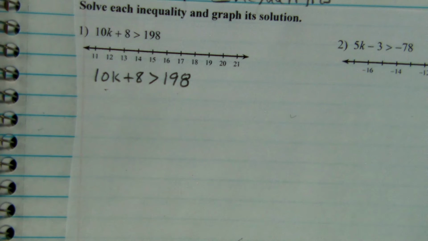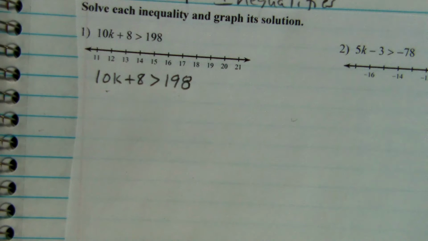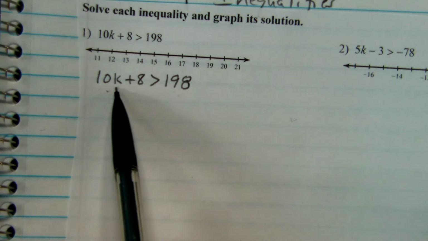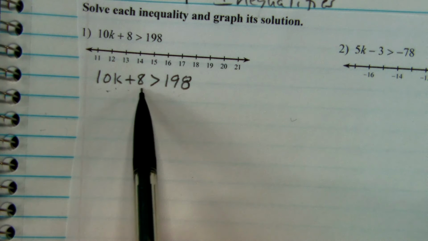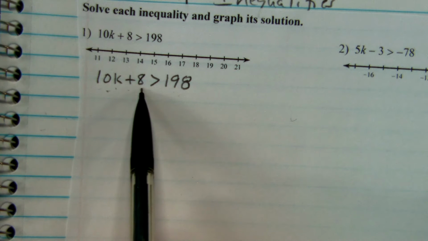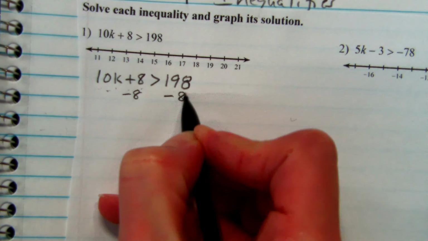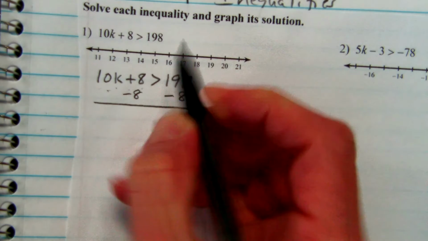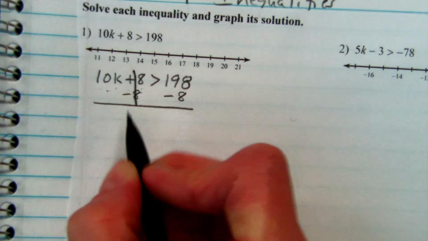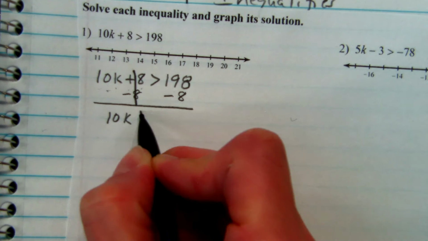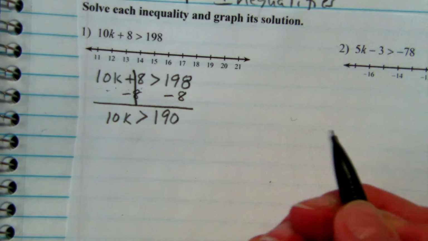So pretend this is an equation and that this has an equal sign. I want to get the part with k by itself, which means I need to get rid of plus 8 first. How do I do that? Rhett? Minus 8. We do the opposite, and we do it on both sides, and we show the work on both sides, because that proves that this is going to go away. All right, and then we have 10k is greater than, and over here, this would be 190.